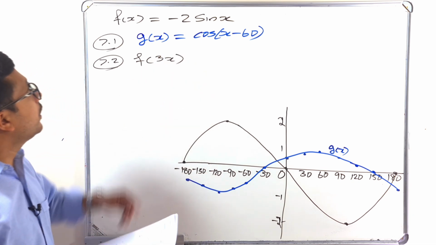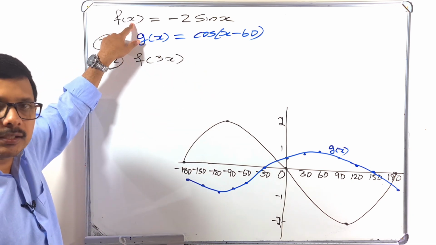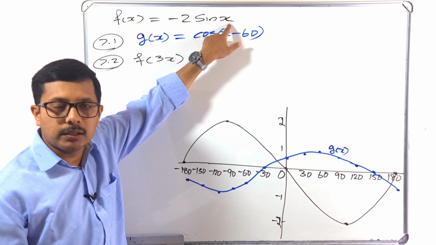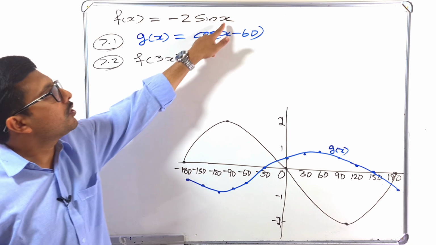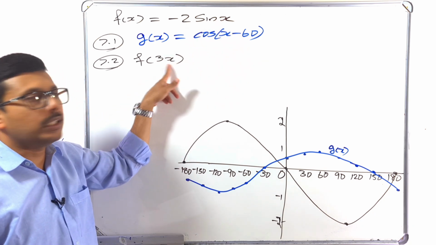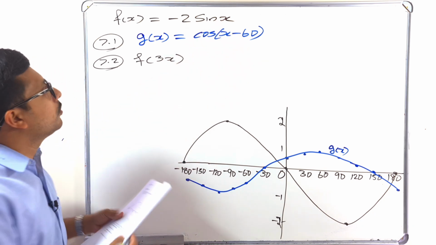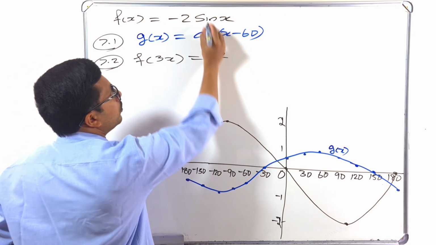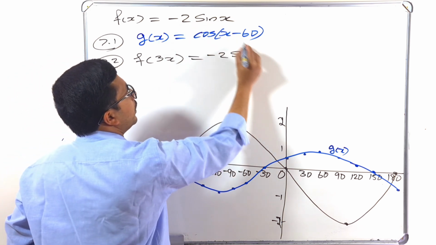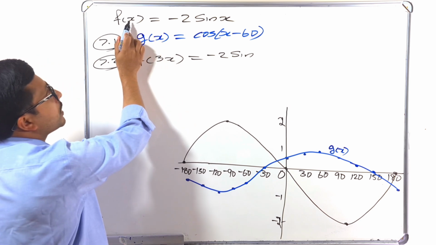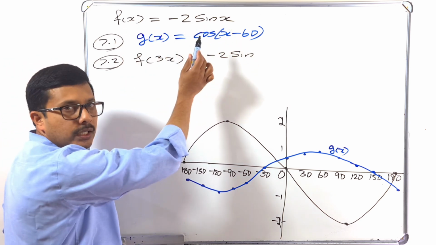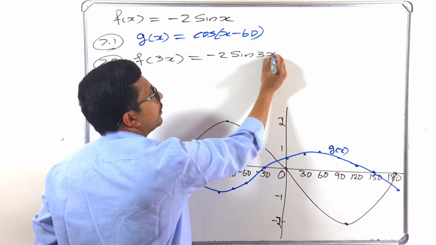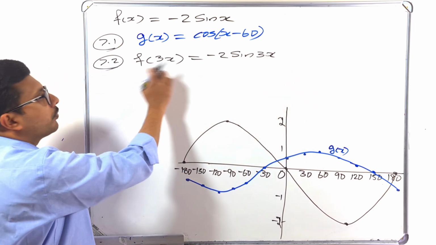So it means that you know what f of x is. When it is x, here minus 2 sine x. So when it is 3x, instead of this x, you have to write 3x. That's the only difference. So all the others are the same. So minus 2 sine, and when here it was x, here also x. So when here it is 3x, here you are supposed to write 3x. That is f of 3x.